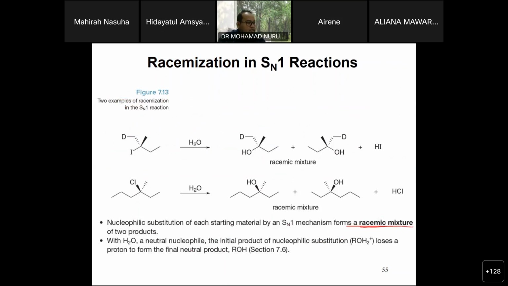And with water, which is a neutral nucleophile, the initial product of nucleophilic substitution loses a proton to give the final product ROH, which we will discuss later.